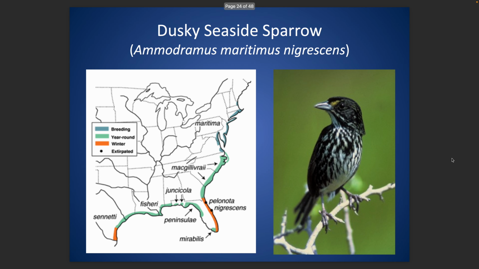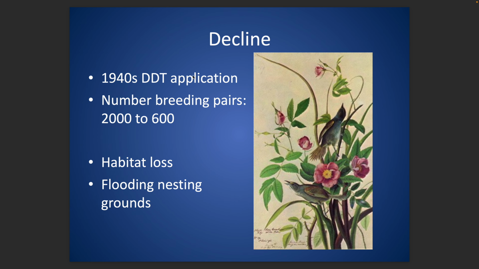So our first species is the dusky seaside sparrow. You can see their range just on the east side of Florida here. This subspecies only lived right in this stretch. And in the 1940s, there was lots of DDT applied, and the number of breeding pairs dropped from 2,000 to 600.